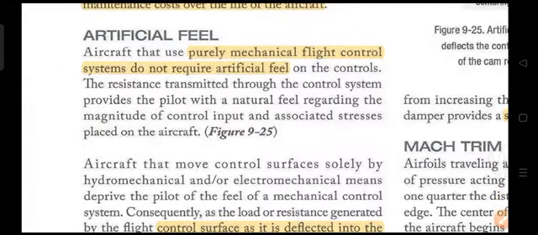Artificial feel system I have already discussed. I am telling you one more time. It is a purely mechanical flight control system. It does not require any artificial feel to the controls. Now why?